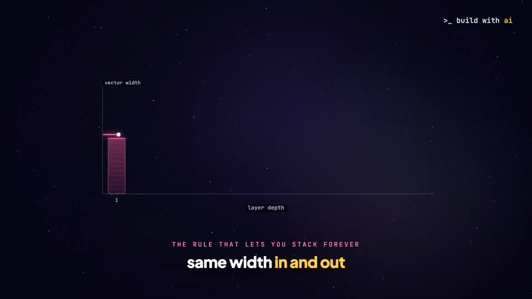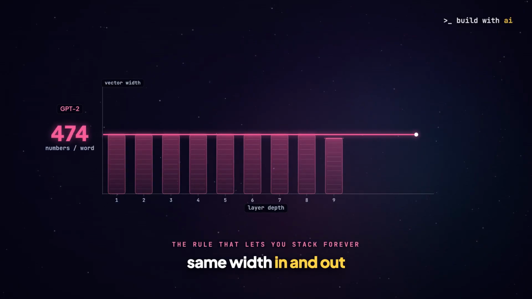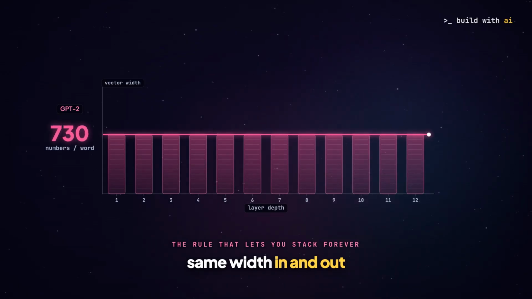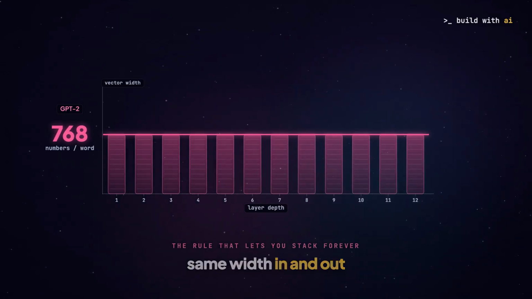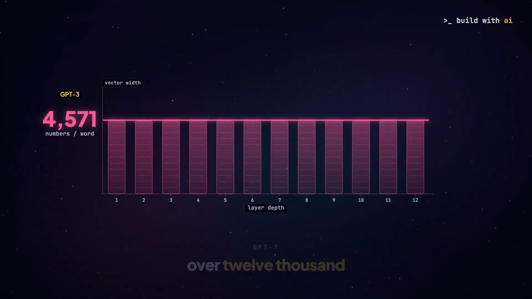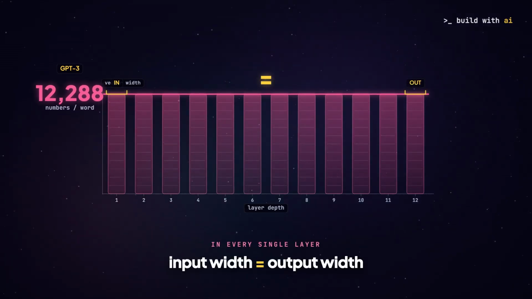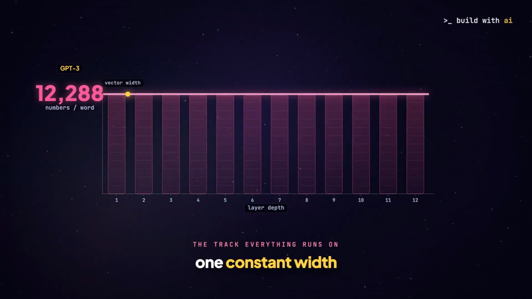There's a quiet rule that lets you stack blocks forever. Every block takes a vector of one fixed size and hands back a vector of that exact same size. In GPT-2, that's 768 numbers per word. In GPT-3, over 12,000. Input width equals output width in every single layer. That constant width is the track everything runs on, and it's what lets the next idea work at all.